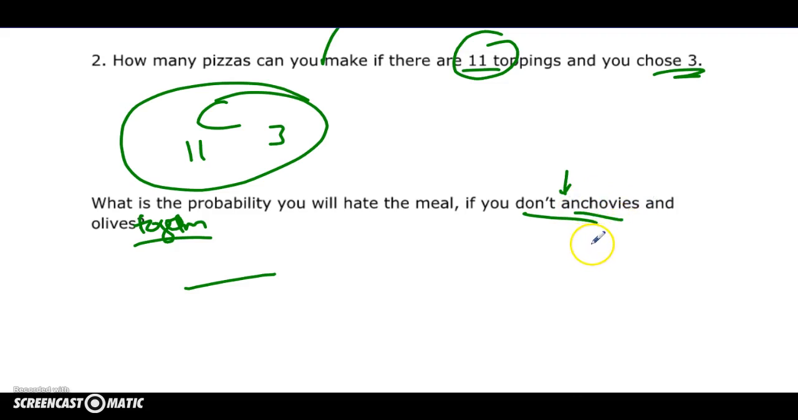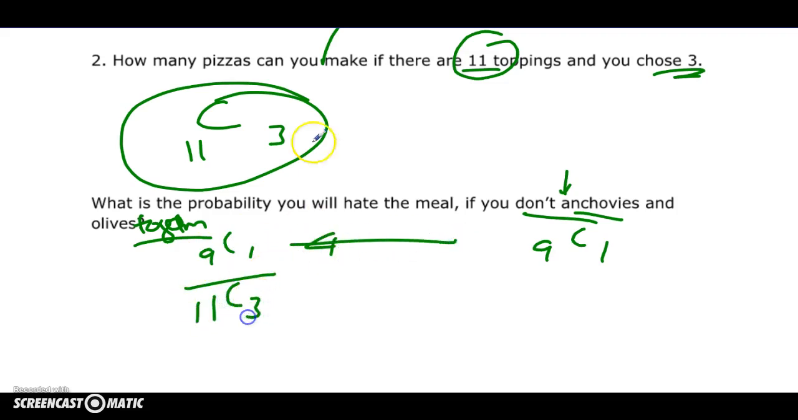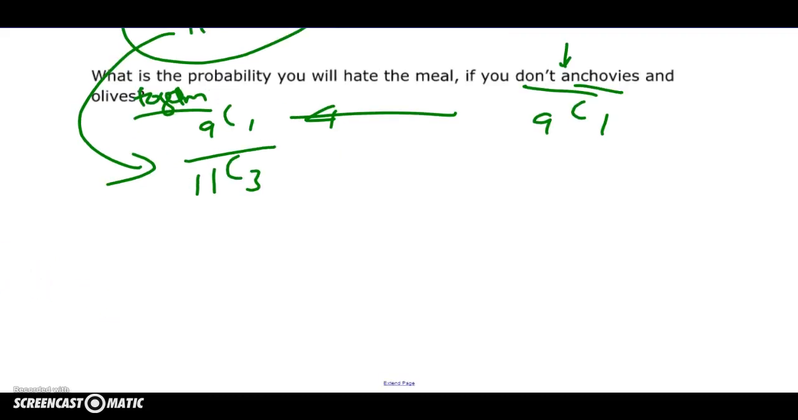That's really easy, because if you are choosing those 2, that means you only have 1 choice left, and that is of 9 things. So it's just 9C1, which is 9. That would be the top, the number of pizzas with anchovies and olives in them. And then on the bottom, you have the total here. Then you figure that out as a fraction, and then you move on.